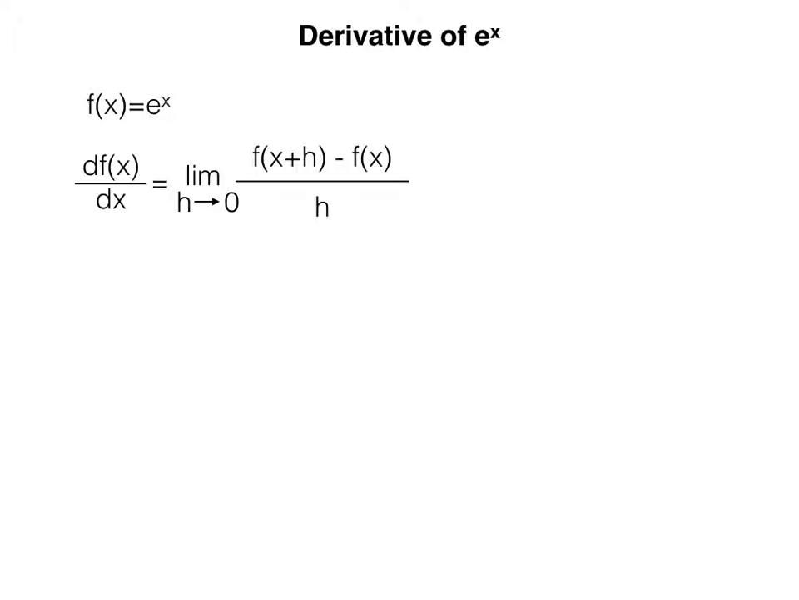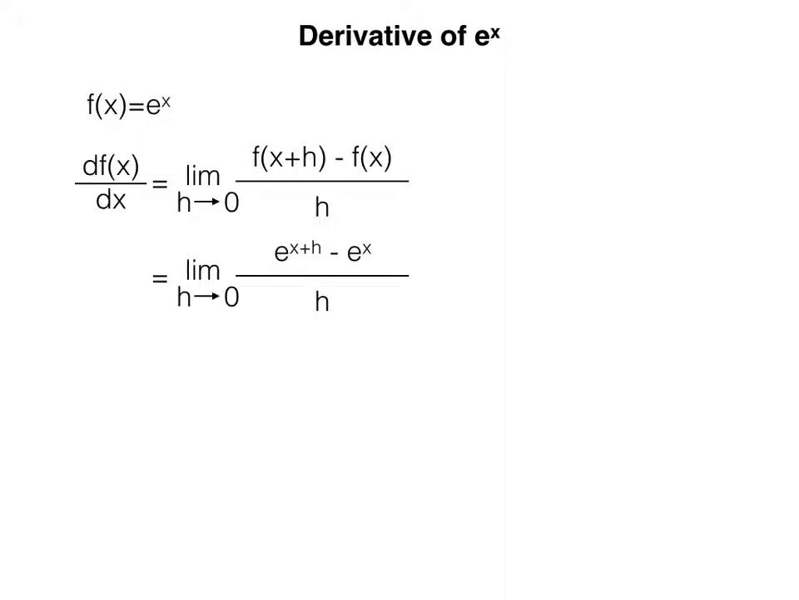In this video I will show you how to find the derivative of e to x. Let's start by writing f of x is equal to e to x, and the definition of the derivative, which is d by dx f of x is equal to the limit of f of x plus h minus f of x divided by h as h goes to 0.